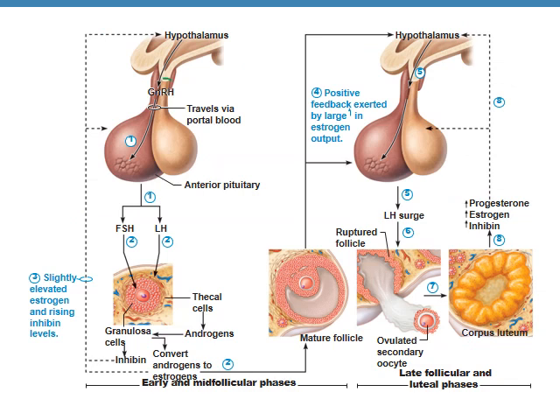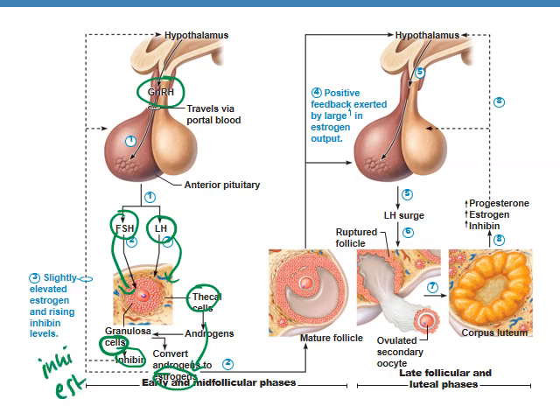Let's run through it all again. So here's GnRH, which causes the release of FSH and LH. FSH is going to go to the follicular cell and cause it to release inhibin and estrogen. The LH is going to go to the thecal cells and cause them to release estrogen. So the estrogen and the inhibin are going to come back and inhibit FSH release and GnRH release.